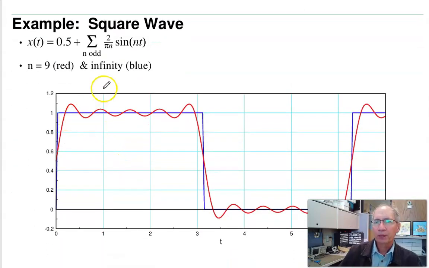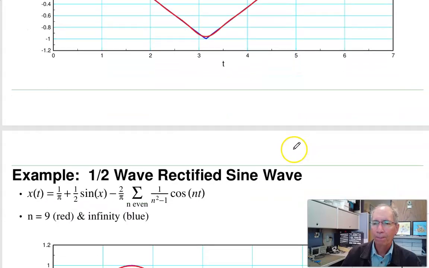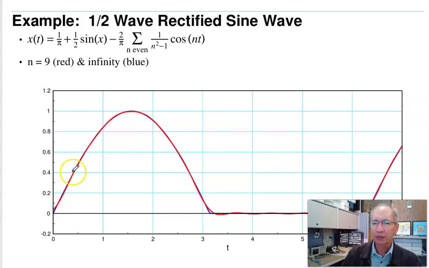Here's a square wave. If you have infinite terms, you get the blue line. Only the first 9 harmonics gives you the red line. They're fairly close. Triangle wave, infinite terms, the blue line. The first 9 harmonics are the red line. Half rectified sine wave, infinite terms, the blue line. First 9 harmonics, the red line. Not perfect. These corners are where you get the high frequency terms.